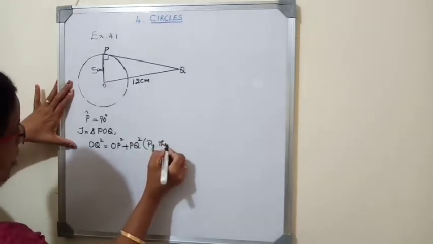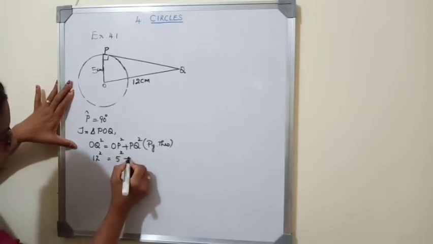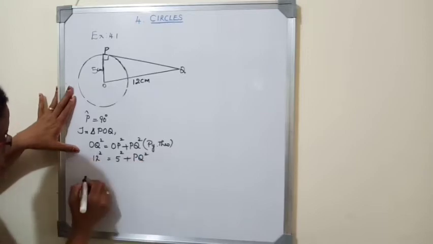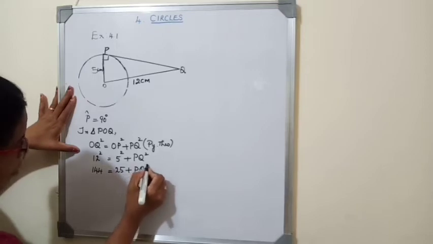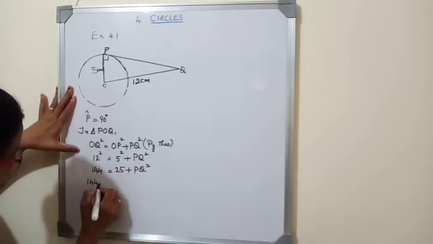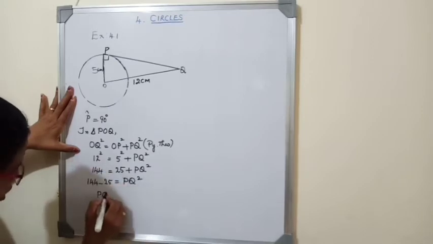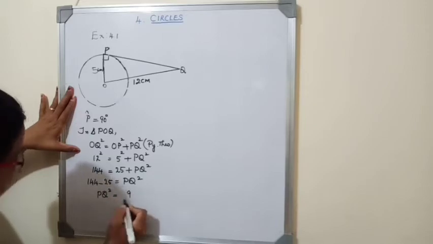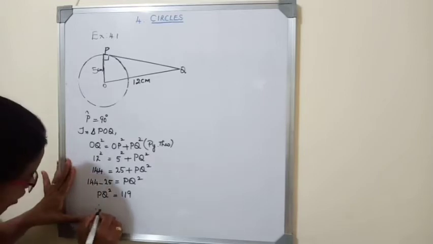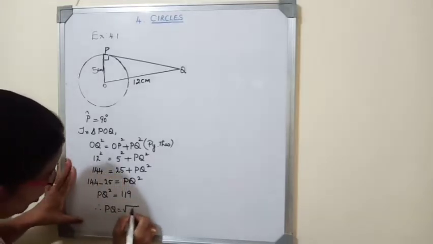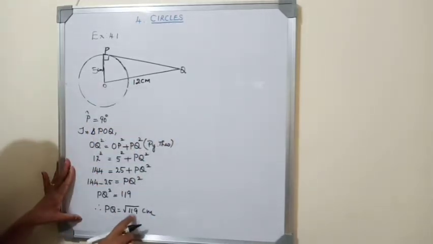Pythagoras theorem. Now OQ is 12. 12 square equals 5 square plus PQ square. 144 is equal to 25 plus PQ square. We'll subtract: 144 minus 25 is equal to PQ square. Therefore, PQ square is equal to 119. Therefore, PQ is equal to square root of 119 centimeter. So, the length of the tangent is square root of 119 centimeter.